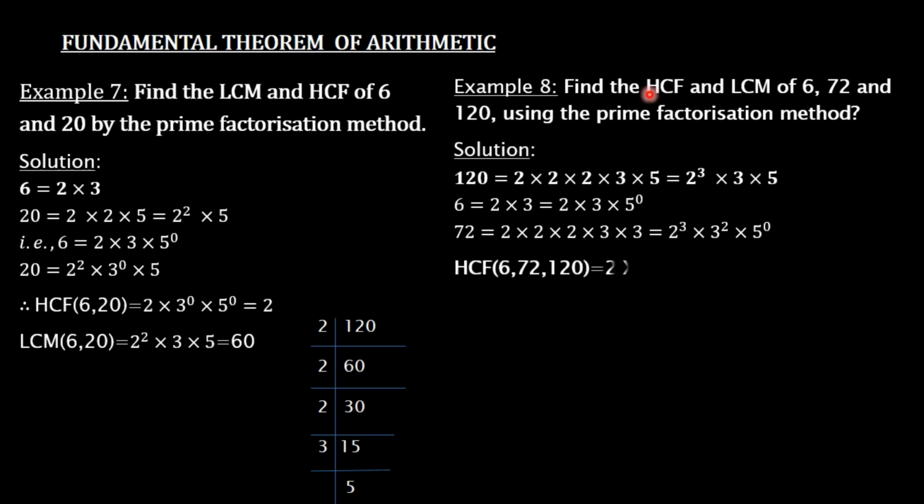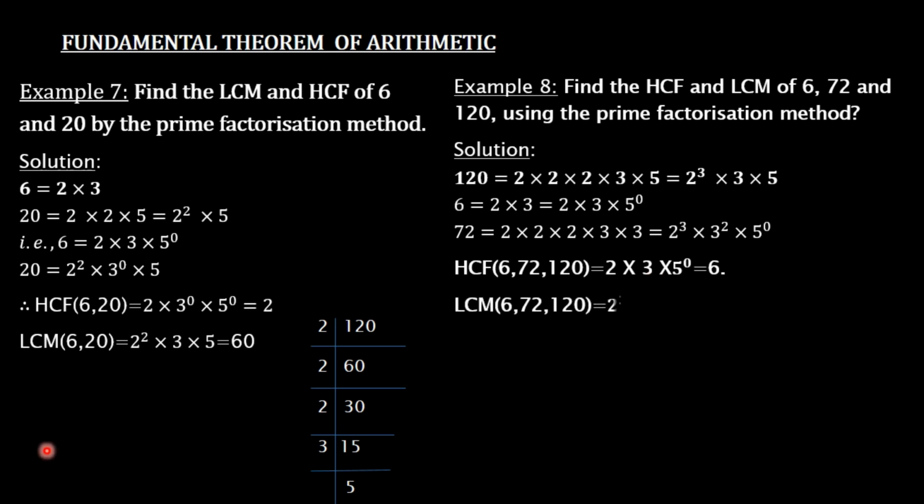Then by comparing these, for the 2s, here we have 2 cube, here we have 2, here we have 2 cube again, which is the least? 2. Then for 3, here we have 3, 3, 3 square. Least is 3. For 5, 5, 5 raised to 0, 5 raised to 0. What is least? 5 raised to 0. Then what is our HCF? 2 into 3, 6.